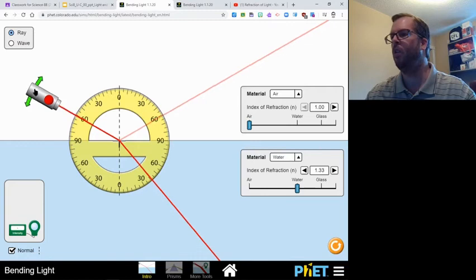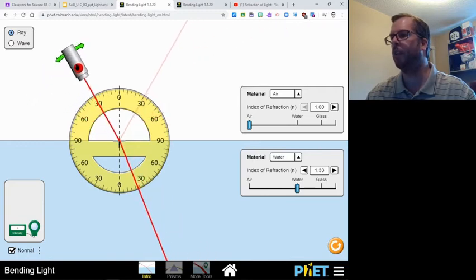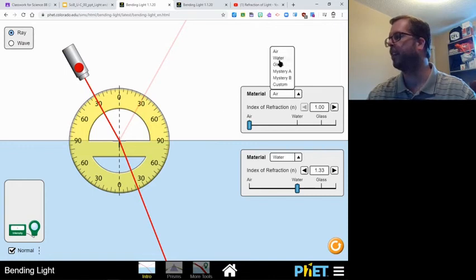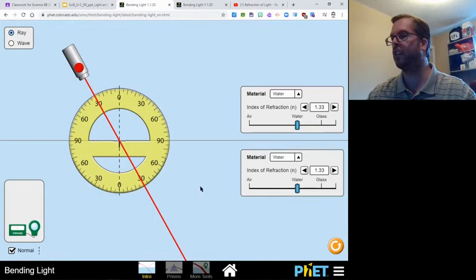Okay, so how about we switch things up a little bit, and instead of going from less dense to more dense, we'll go from more dense to less dense. So we've got water transition to water. Notice that when the medium isn't changing, it's exactly as we expect. The incident angle is 30 degrees and the refraction angle is also 30 degrees.